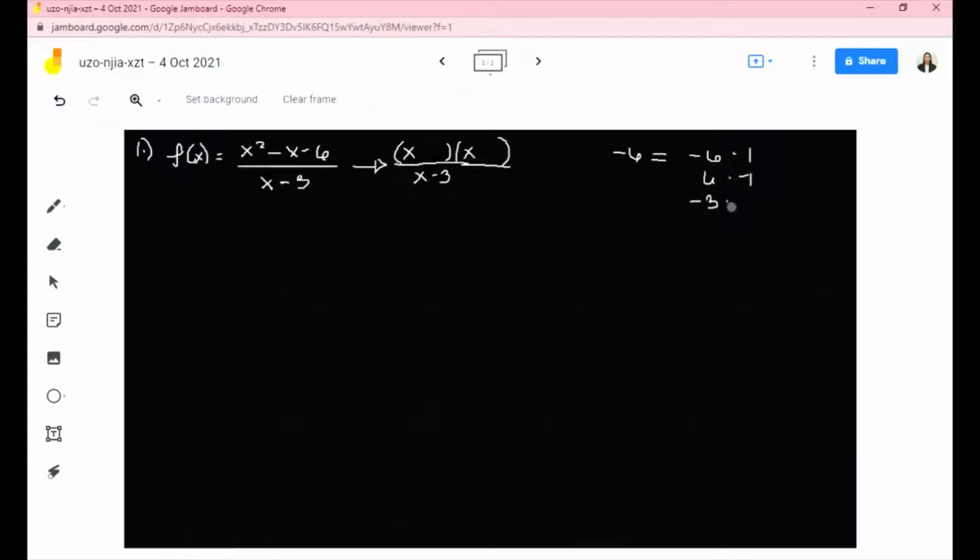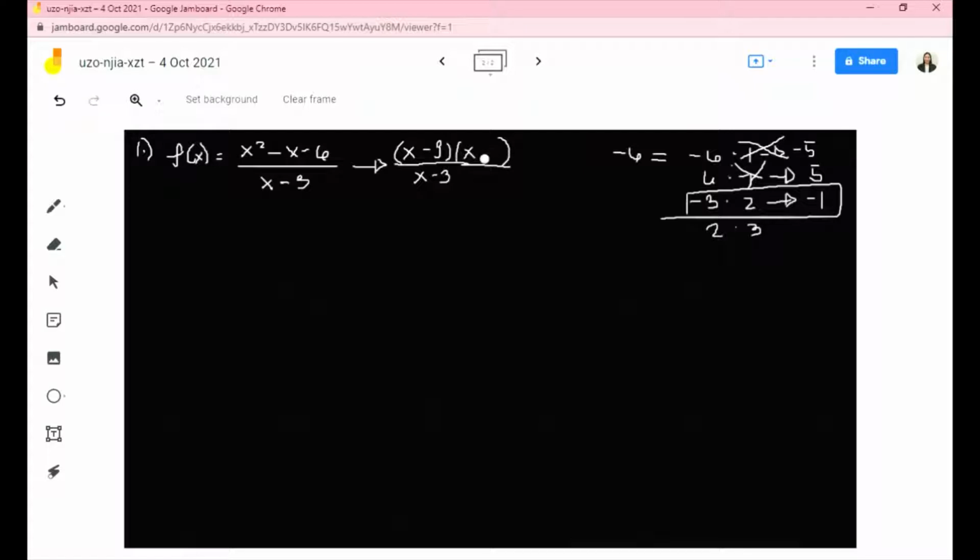Negative 3 and 2, or 2 and negative 3. So again, these are all factors of negative 6, but our aim is when these two are added, the result would be negative 1. Negative 6 plus positive 1, the answer is negative 5, so we cannot use that. Positive 6 plus negative 1, the answer is positive 5. We still cannot use this. Negative 3 plus positive 2, the answer is negative 1. Negative 1 is our middle term, so this means the factors are negative 3 and 2.